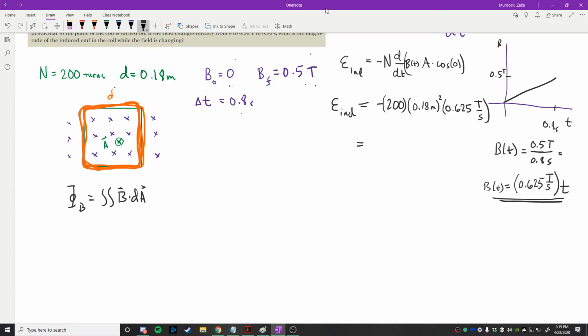200 times 0.18 is 0.18. It's 0.65. I got 4.05. Is that what you guys got? Okay, what's the unit? Well, it's Tesla meters squared over seconds, and I'm going to say that this is actually volts. And I'll prove it here in a second.